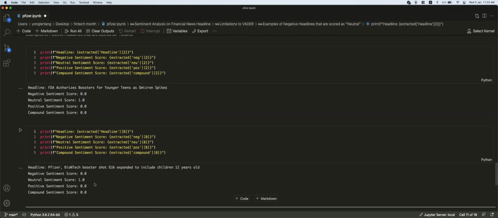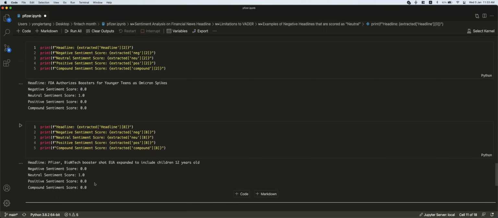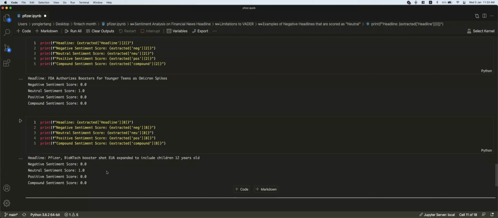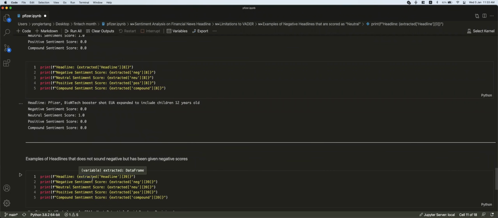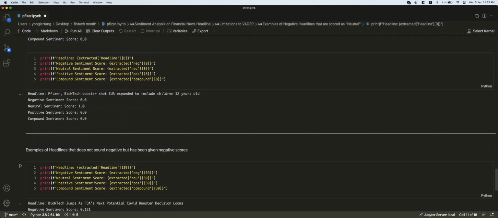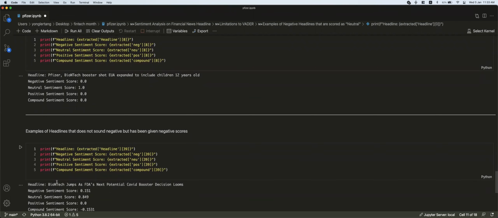And then "Pfizer BioNTech's booster shot expanded to include children." Definitely that's a good thing, but generally it's still scored as neutral. And then there are also headlines that don't sound negative but have been given a negative score. So, "BioNTech jumps as FDA's next potential COVID booster decision looms."